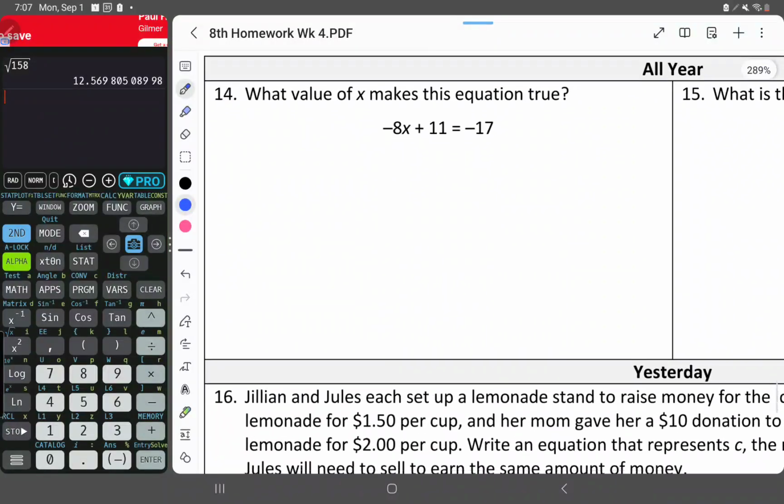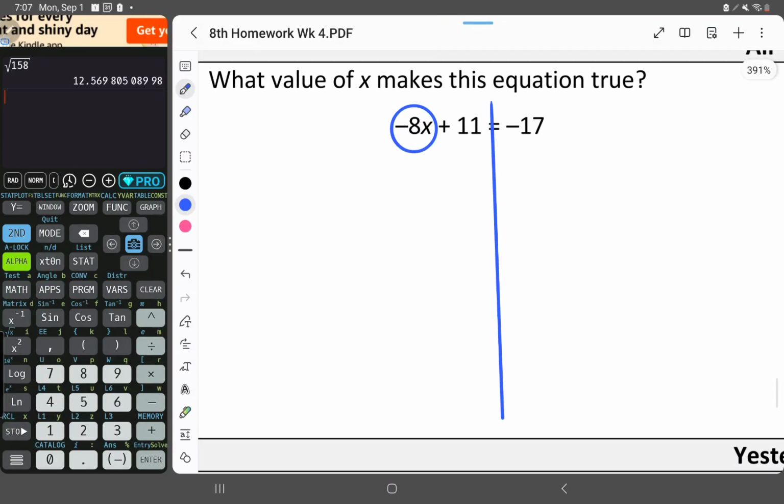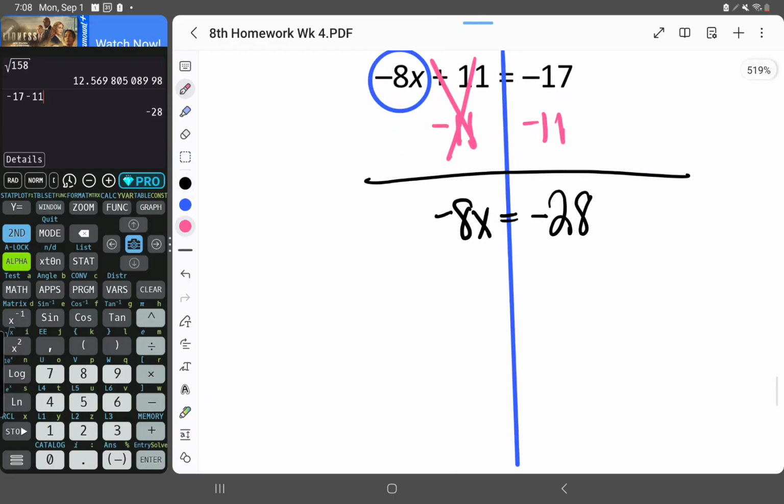We'll get back to the equations. So I draw a line through my equal sign, circle my variable and the coefficient, and then I have to do the opposite of positive 11, and the opposite of positive 11 is negative 11. Cross those off and drop down your negative 8x. Then we have negative 17 minus 11, so I'm going to put that into my calculator, and that gives us negative 28.